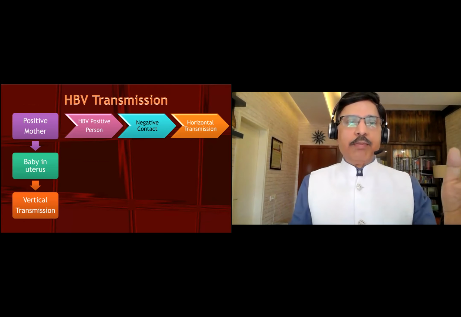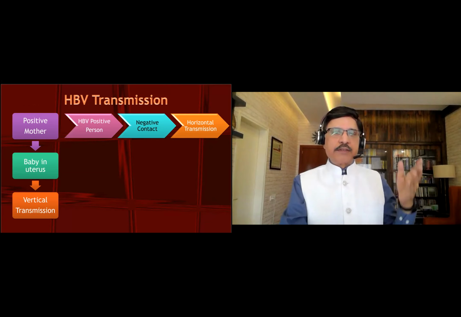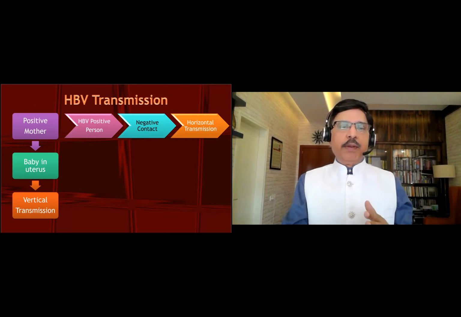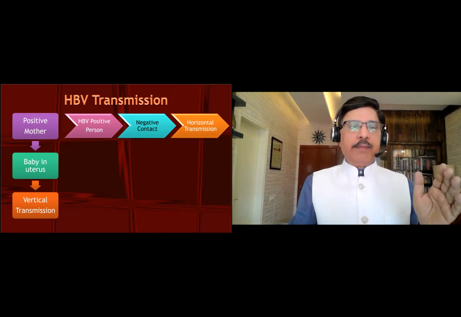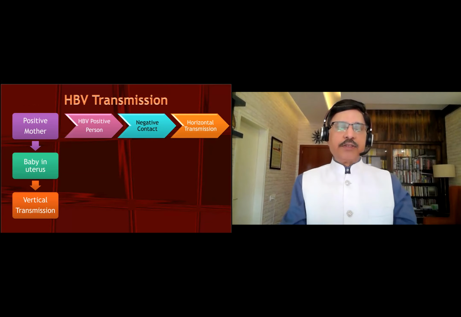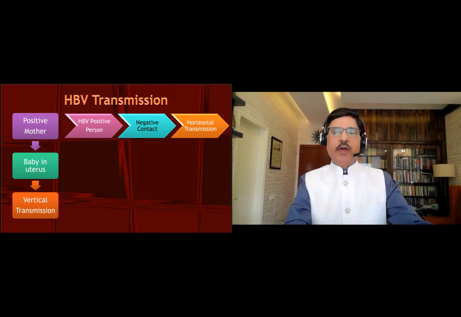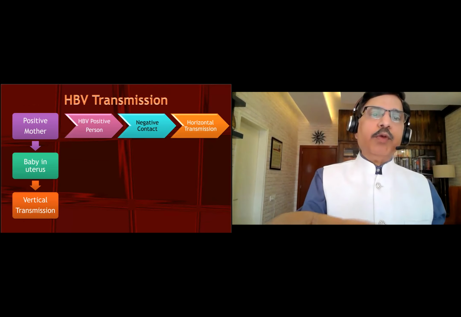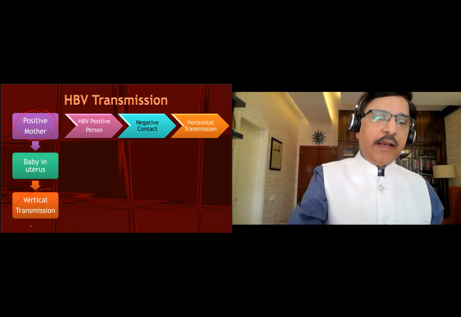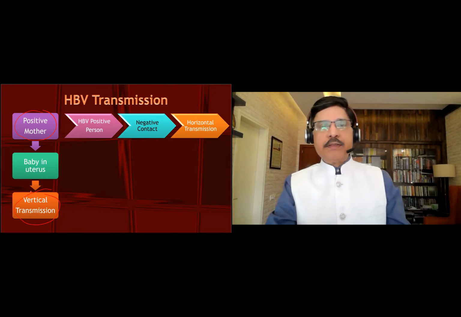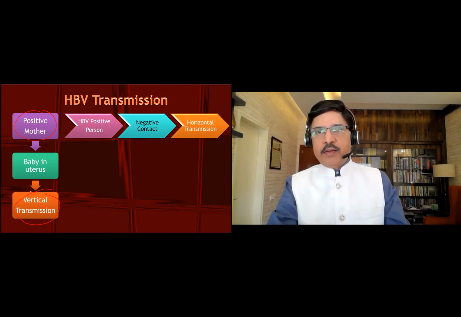A positive mother, in the intrauterine life, passes the hepatitis virus to the baby, or during parturition she contaminates the baby's blood and then produces a positivity in the fetus. So how do I prevent this? By immunizing all pregnant mothers and by screening all newborn babies and immunizing them. Okay, this is the way we do it.